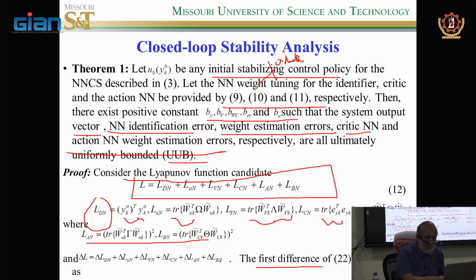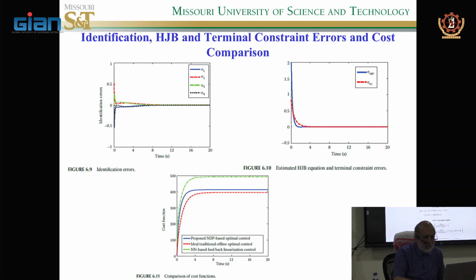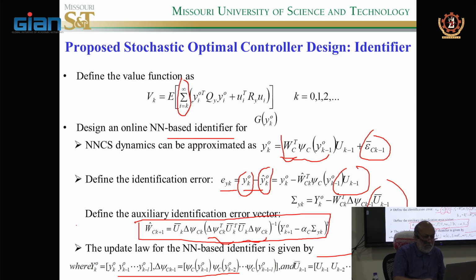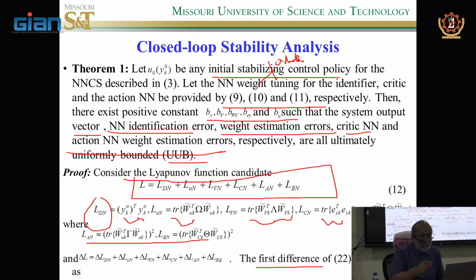Yeah, I don't know, maybe let's see here. What is the identification error? We use some identification. Yeah, that's the identification. You see? So basically we have to include everything. And you have to make it a quadratic, and then you are showing that everything is bounded. The whole closed loop system is bounded.